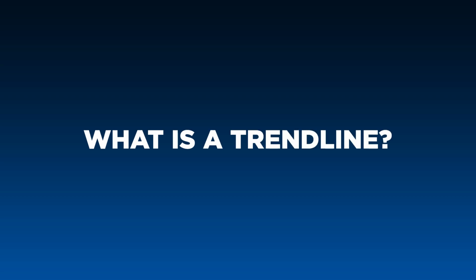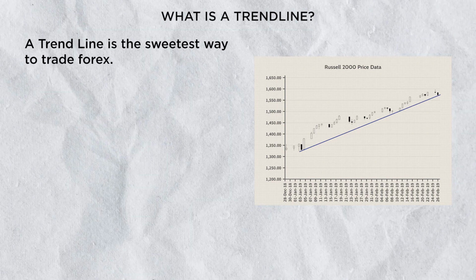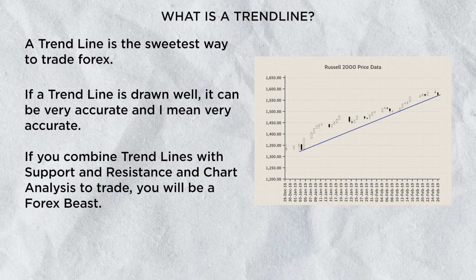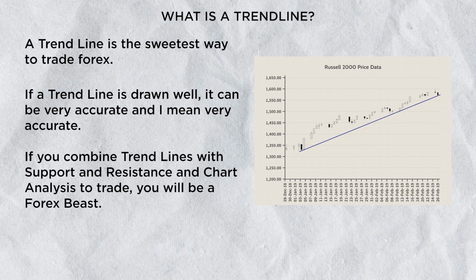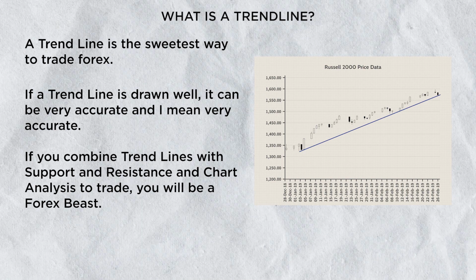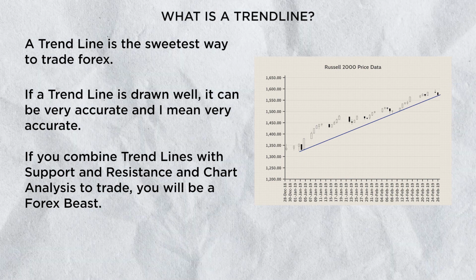What is a trend line? A trend line is the sweetest way to trade Forex. If a trend line is drawn well, it can be very accurate, and I mean very accurate. If you combine trend lines with support and resistance and chart analysis to trade, you will be a Forex beast.